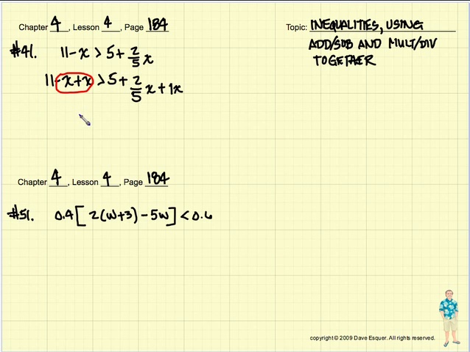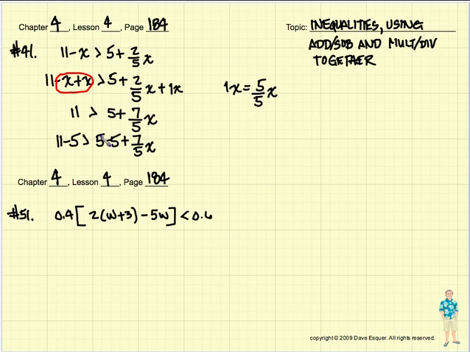So we have on the left side just plain old 11, and that's got to be greater than 5 plus 2/5 of an x plus 1x. Well, 1x is the same as 5/5 of an x. And if I have 5/5 of an x plus 2/5 of an x, I think that gives a 7/5. So I have 5 plus 7/5 of an x. Let's subtract 5 from both sides. So I have 11 minus 5 is greater than 5 minus 5 plus 7/5 of an x.